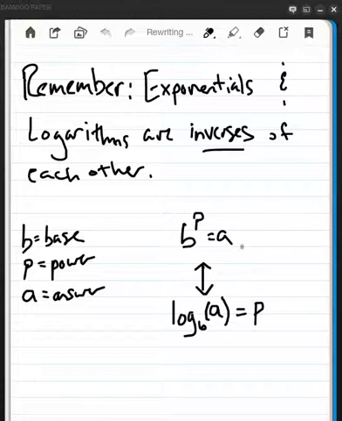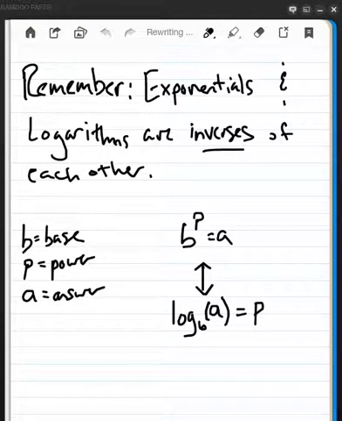Base raised to a power is equal to an answer, and then in a log equation, it's log with a base of b of the answer is equal to power. So notice how the power and the answer switch, because when you take the inverse of something, your independent variable and your dependent variable switch. And this also satisfies the idea that a log expression is equal to an exponent that you would raise your base to in order to get to your answer.